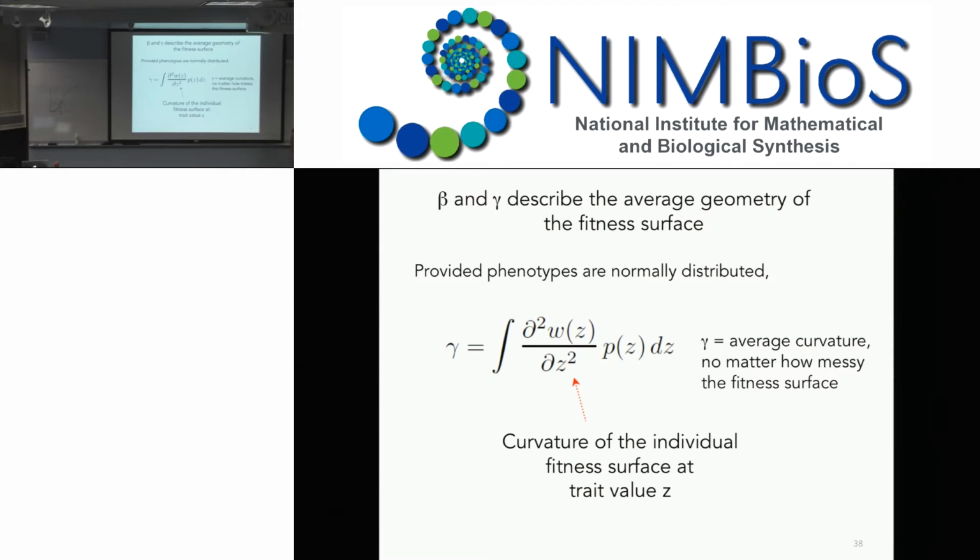It's not the actual fitness surface. Number two, what's the mean curvature, mean slope? Number three, what does it say about fitness landscapes? And beta and gamma are involved in all three of these measures of geometry. Under certain conditions, namely normality, they're all equal. Under other conditions, as we see, they'll be a little bit different. But again, we'll come back and talk about that.